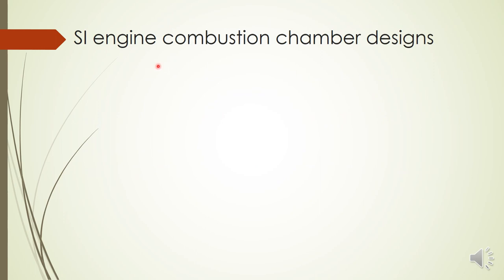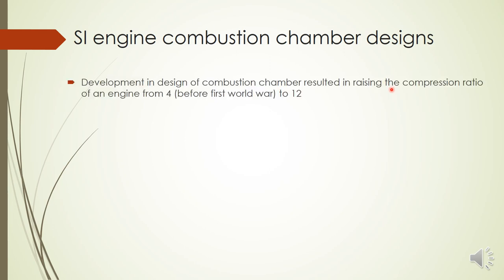Now we will check what are the available SI engine combustion chamber designs. So from the ancient times, in the starting of automobiles, to the current modern automobiles, what are the different types of combustion chamber designs used, and what will be their advantages and disadvantages. And this combustion chamber development also results in raising the compression ratio of an engine from 4 to 12. So you know that the earlier engines, the ancient engines used in the 19th century, the compression ratio was only 4. The main reason is that beyond 4 there is a violent detonation happening, and in the development of the combustion chamber we were able to increase this compression ratio step by step, and currently we are using a compression ratio around 12.